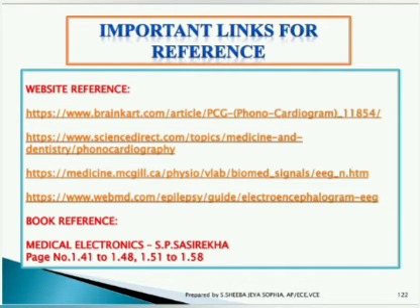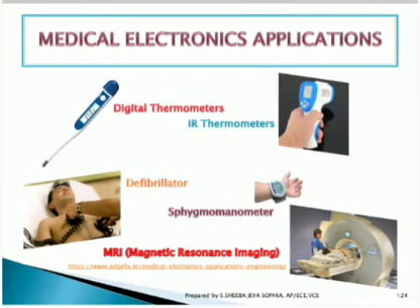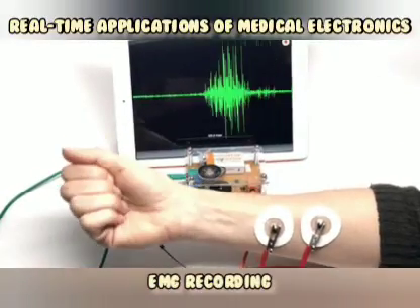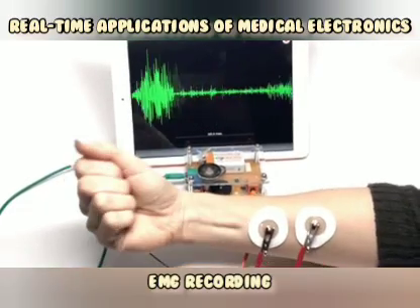So regarding this Unit 1, Medical Electronics, electrophysiology measurements, applications, blood gas analyzers, blood glucose meter, brainwave machine, electronic cardiac meter, stethoscope, digital thermometers, IR thermometers, defibrillators, sphygmomanometers, and MRI, that is magnetic resonance imaging, are the major application areas. Apart from this, many real-time applications are also available, which we will be seeing in the upcoming sessions.